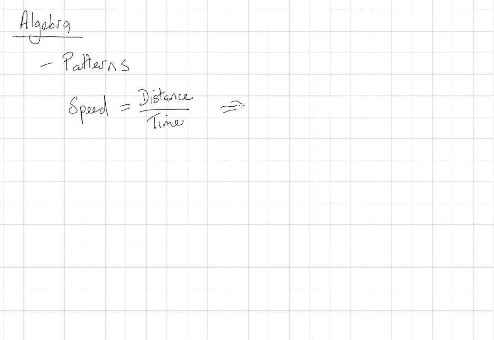Now that can be shortened to speed equals distance over time. That tells us the pattern that when we measure the distance and divide by the time it takes to cover that distance, we'll get the speed. That's what I mean by patterns.